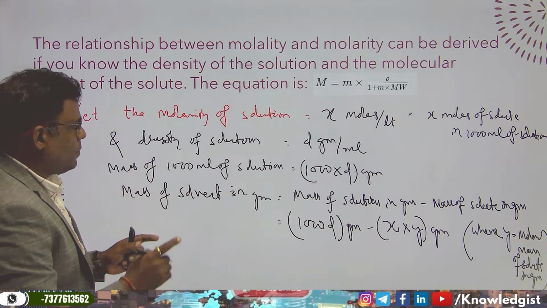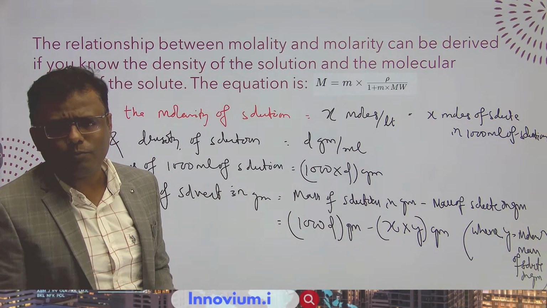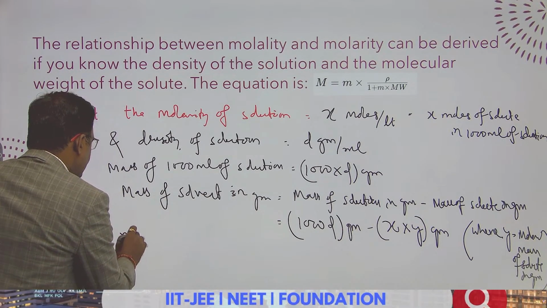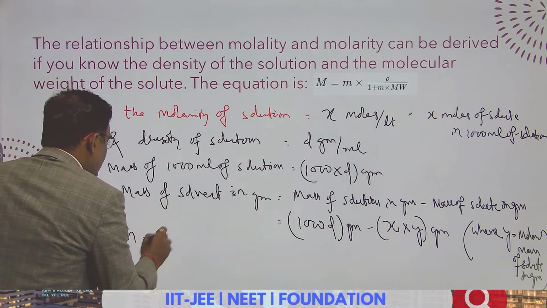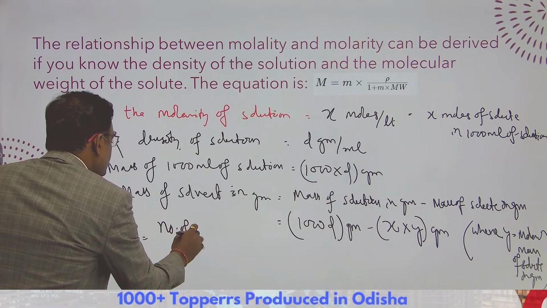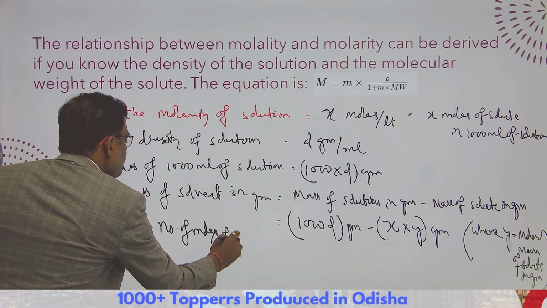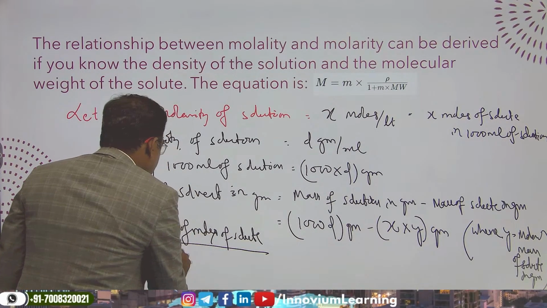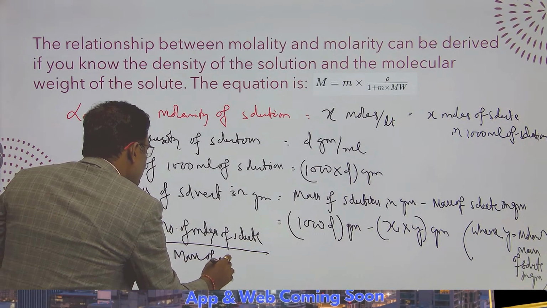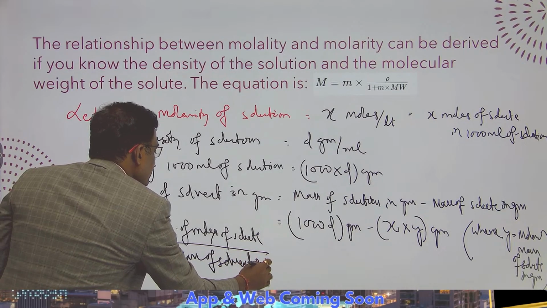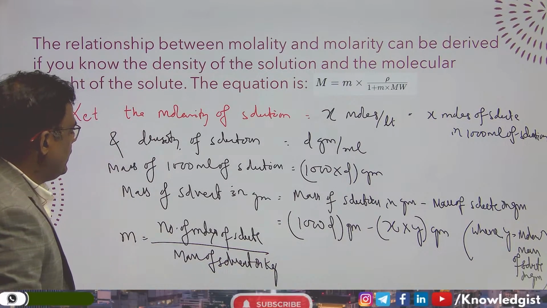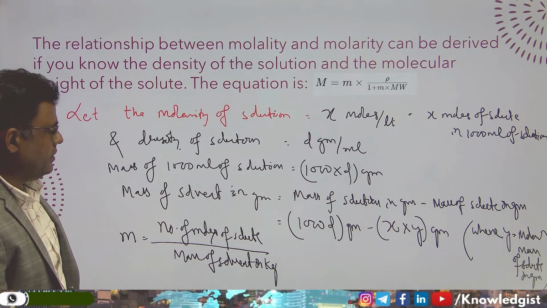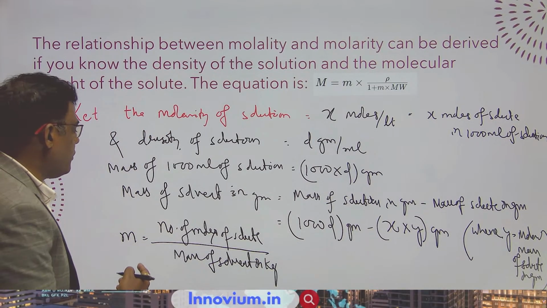Then what is the expression for molality? What is the expression for molality? The basic formula of molality, we have already discussed in the last class. So the molality expression is number of moles of solute by mass of solvent in kg. Correct?